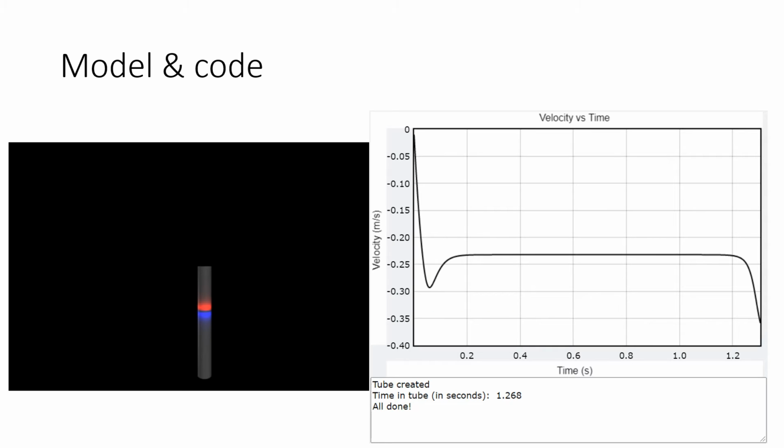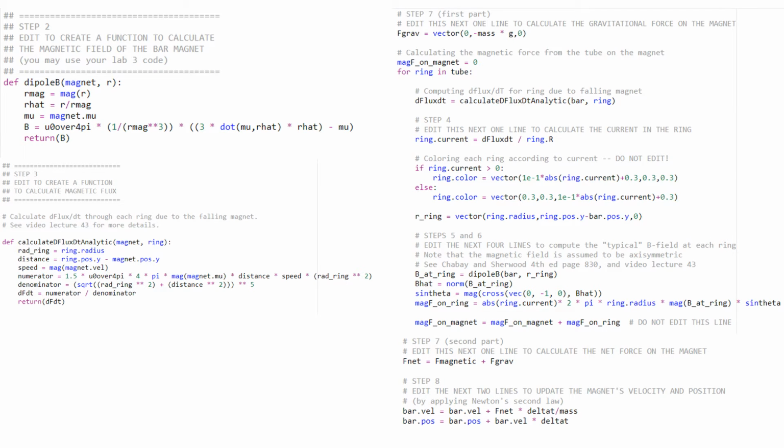So here are my computational models. The picture on the left is just a snapshot of the bar magnet falling through the aluminum foil tube. Then the picture on the right shows first the velocity versus time graph of the bar magnet falling through the aluminum foil tube. Then on the bottom of that graph, it shows the computer calculated time. The falling time is 1.268 seconds.